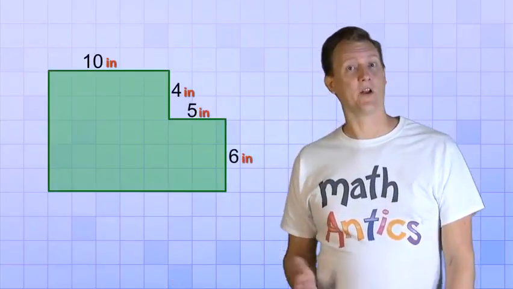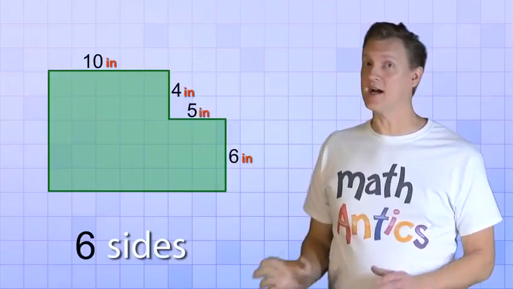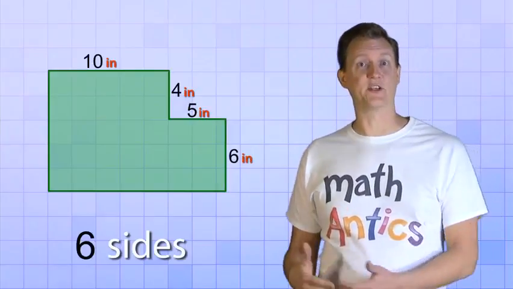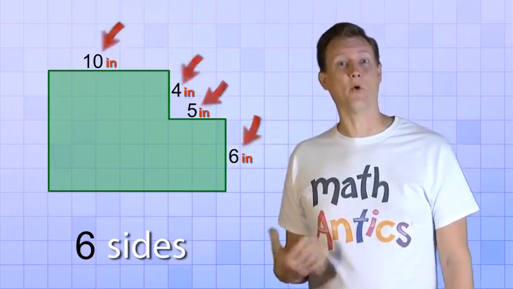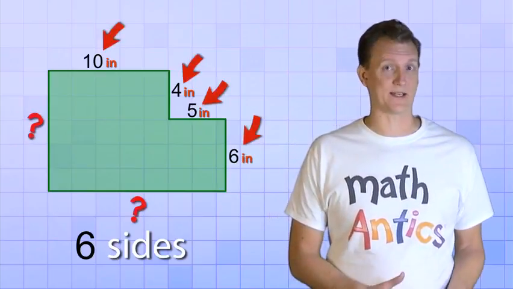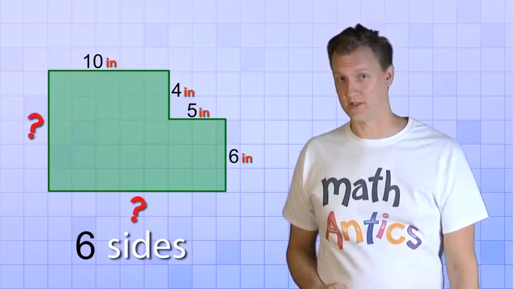Okay, let's try one more example. This polygon also has 6 sides, but it's not a regular polygon. The sides are different lengths, and this one's really tricky because they only show us the length of 4 of the sides. The other 2 are missing.